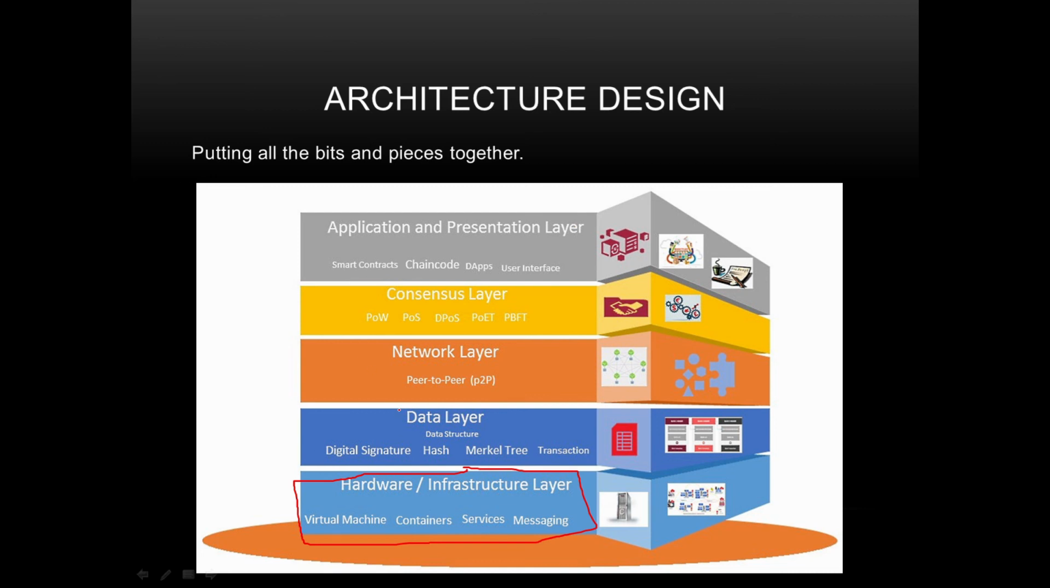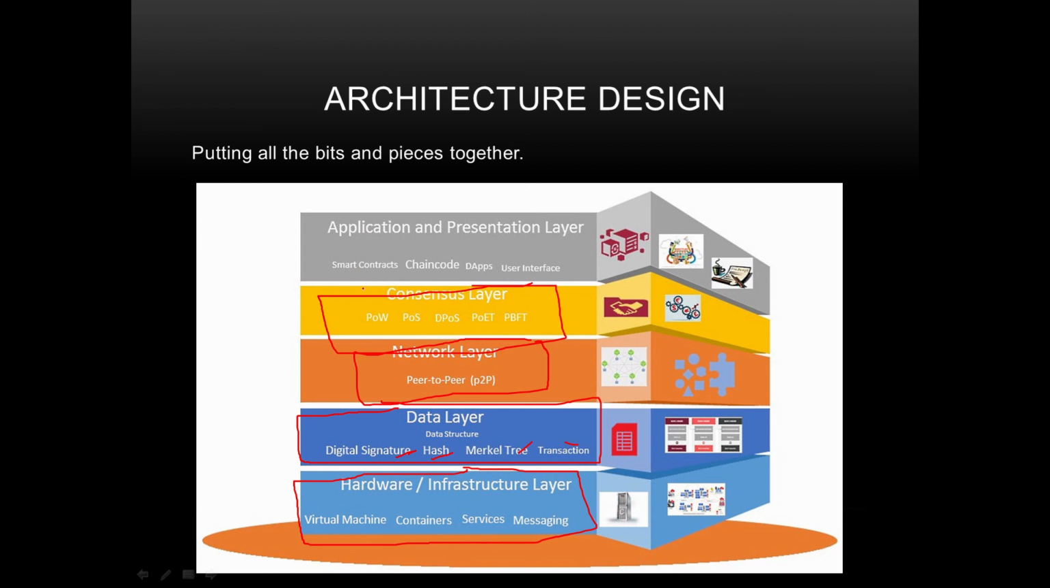Then you have the data layer. This is the data layer or the data structure, like how the block instances will be there, and what the contents of the blocks are, like the digital signatures, hashes, Merkle tree, transaction list, etc. Then the network layer. The network layer is always a peer-to-peer network, that is for sure. Then you have the consensus layer, like what kind of consensus will be chosen.